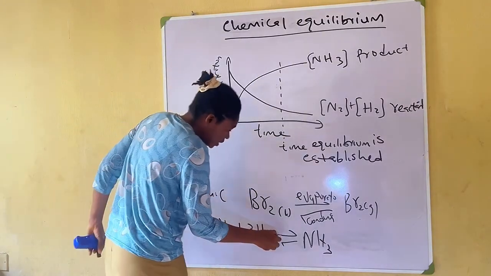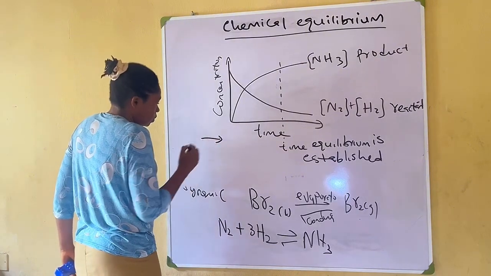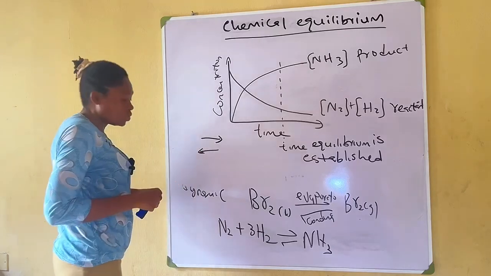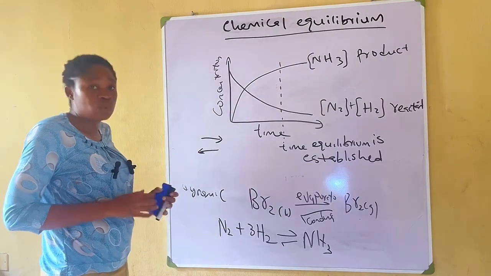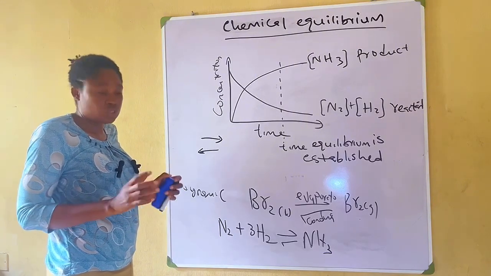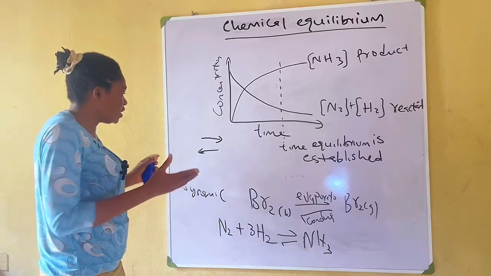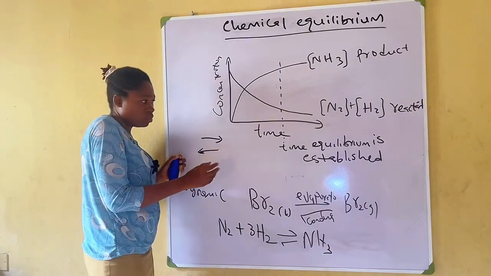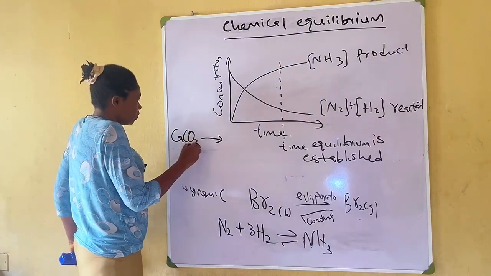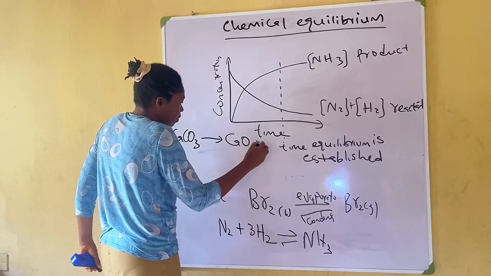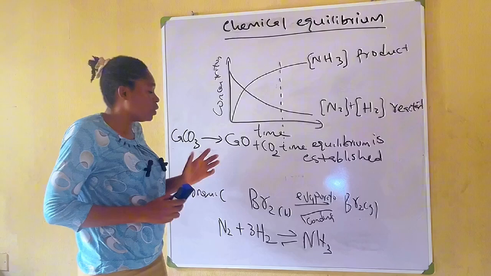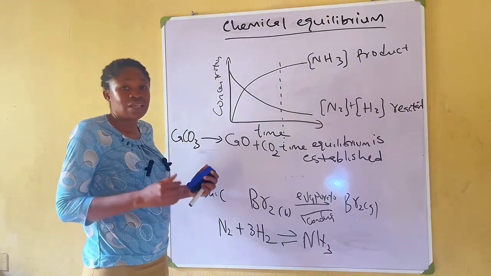This symbol represents the forward reaction, and this one represents the backward reaction. A reversible reaction is a reaction that can proceed in both directions under suitable conditions. An irreversible reaction takes place only in one direction, just like this. So this is an example of an irreversible reaction that takes place in just one direction. For dynamic equilibrium, the reaction must take place in a closed system.